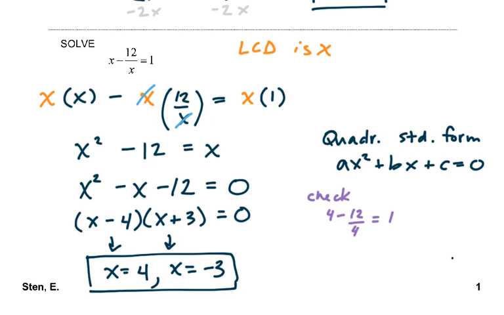So 4 minus 12 over 4, which is 3, equals 1. And negative 3 minus 12 over negative 3 equals 1. And both of those work out. I've got 4 minus 3 equals 1, and negative 3 plus 4 equals 1. All right, so we can have two solutions. And sometimes we'll do these problems and one solution won't work and one solution will.